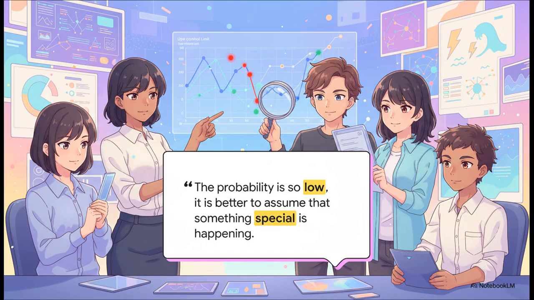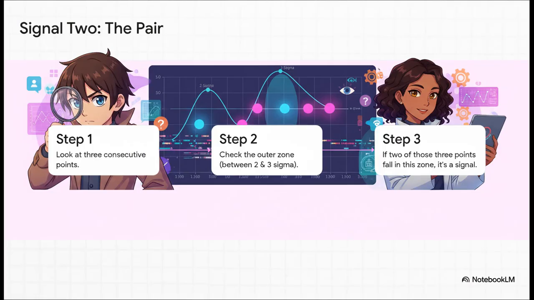At that exact moment, you stop thinking about coincidence and you start looking for a special cause. This is the very same logic we apply to our control chart. We're looking for patterns of unlikely events that, when you take them together, are just too improbable to be random. And this brings us to our second signal, a rule developed by a statistician named Lloyd Nelson.